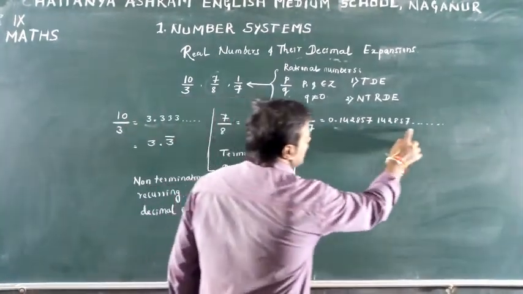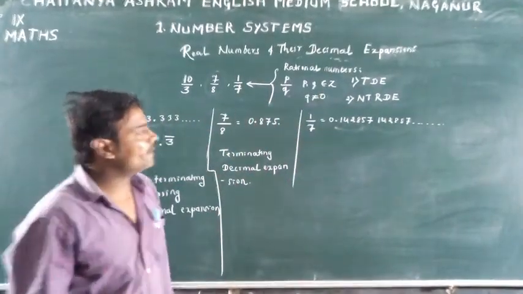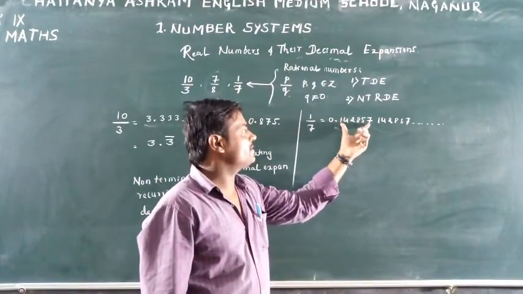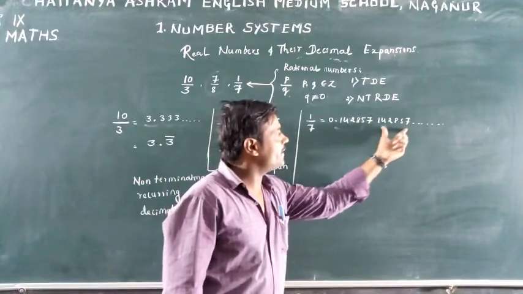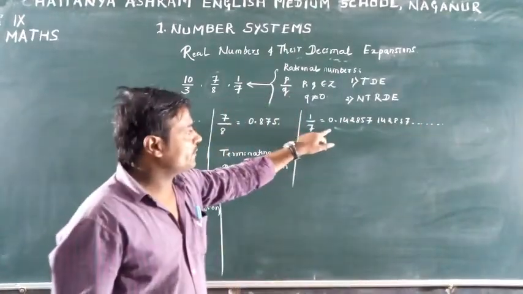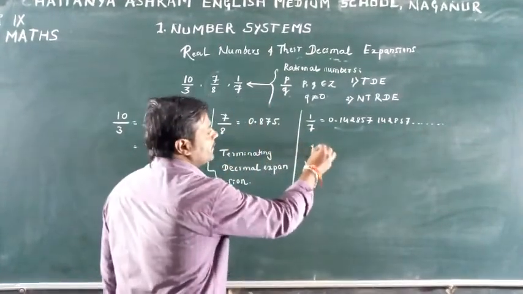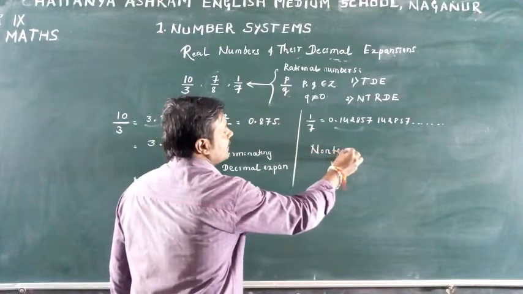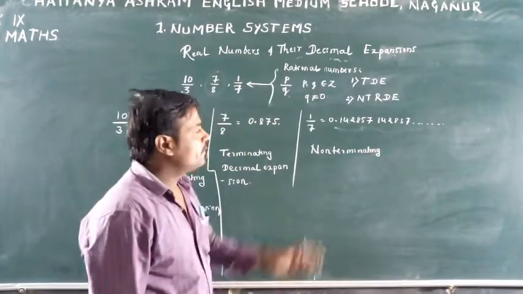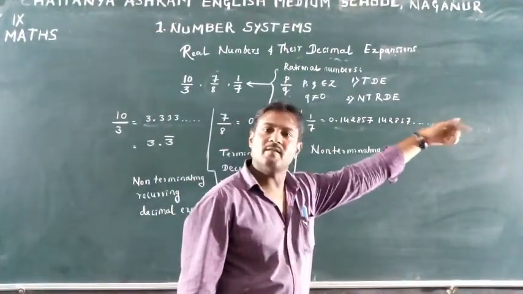Then see here. The division process is not completed. It goes on. Observe the pattern. 1, 2, 3, 4, 5, 6. These 6 digits repeat themselves. Which kind of decimal expansion is it? Non-terminating, because the division process is not completed. See, the dashes mean it continues.